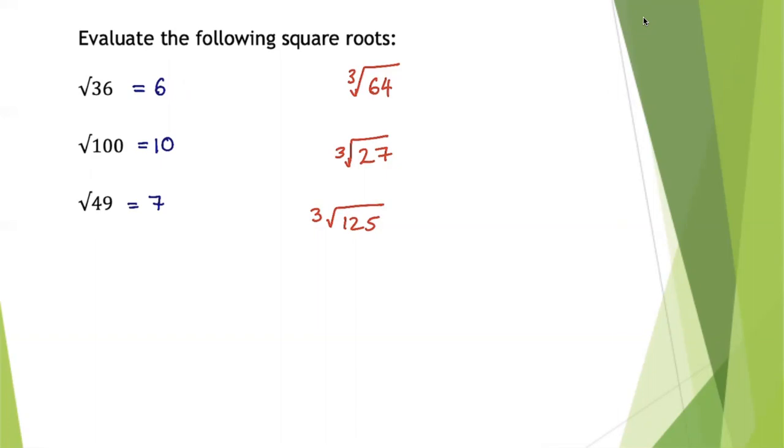Over here on the harder stuff, we've got 64, the cube root of 64. That's which number multiplied by itself 3 times makes 64, not which number multiplied by 3, don't get confused by that bit. And 4 times 4 times 4 makes 64. For the next one, what number is multiplied by itself 3 times to make 27, that is 3. And the final one, 125, the cube root of that is 5, because 5 times 5 times 5 makes 125.